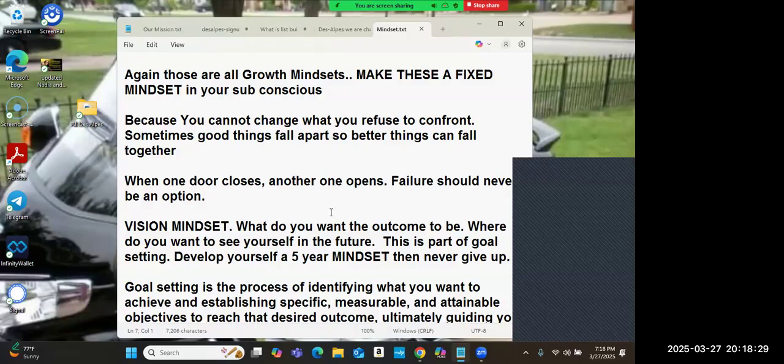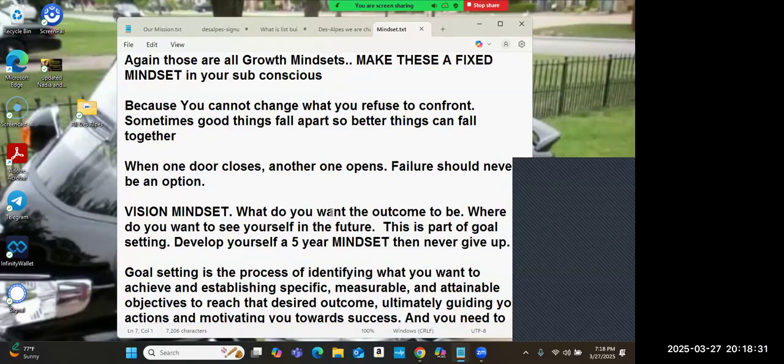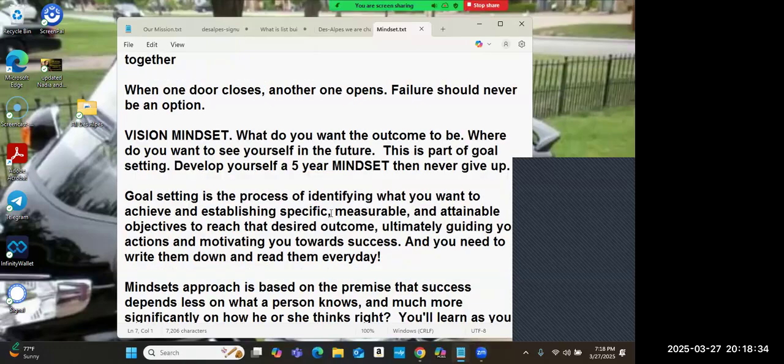Sometimes good things fall apart so better things can fall together. As the old saying goes, when one door closes, another one opens. Failure should never be an option.